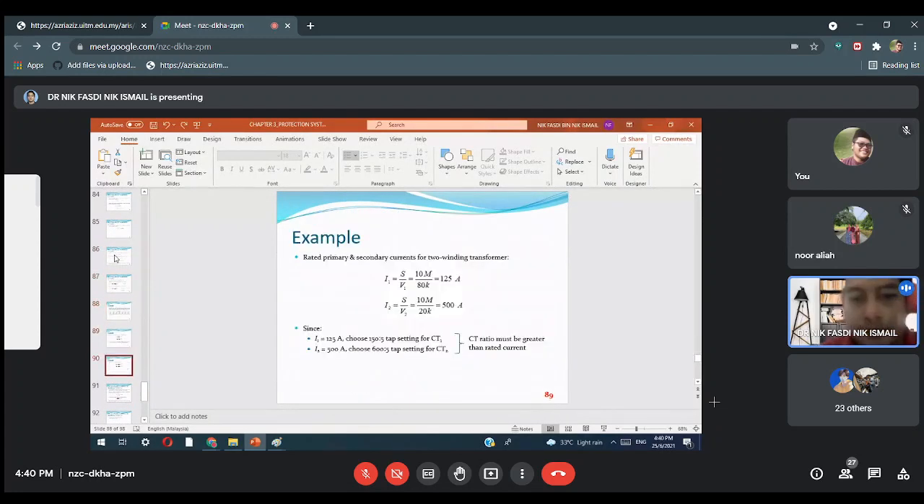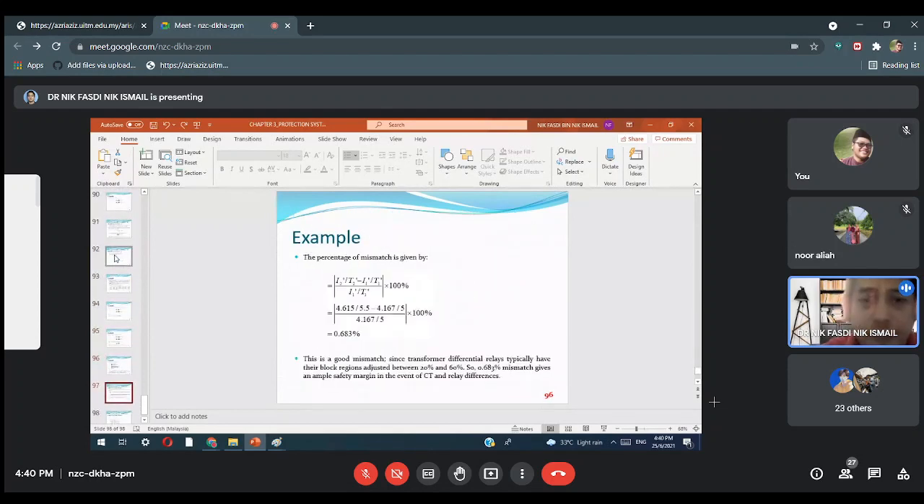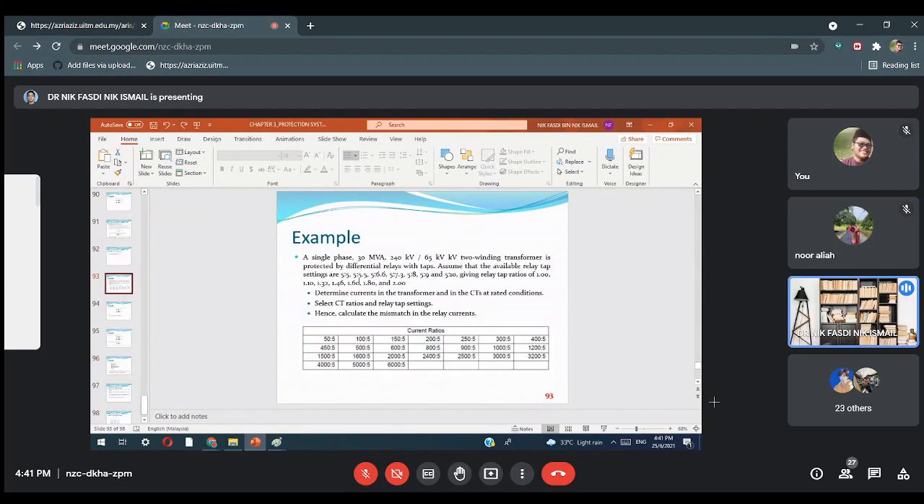Oh, ini penyakit tak apa. Then the percentage of mismatch given by this formula, tak apalah. Sudah dapatlah kat sini T2 is 5.5. Sebenarnya T2 5.5 ni dia refer pada sini. This is T1, this is T1 prime and this is T2 prime. Okay, so 5.5 is to T2 prime.